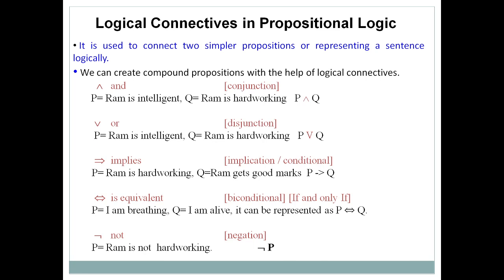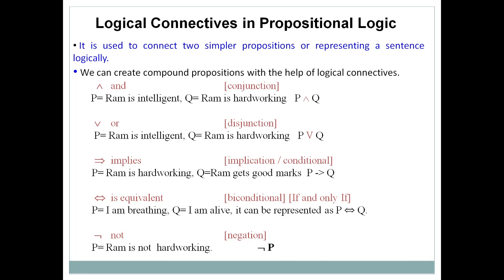Then similar to conjunction, we have another connective called disjunction. Disjunction is used to represent OR. Again, the same example: P represents Ram is intelligent, Q represents Ram is hardworking. In this case we have written P or Q. How can you read this? Ram is intelligent or hardworking. This is the use of disjunction. Disjunction is used to represent either or.